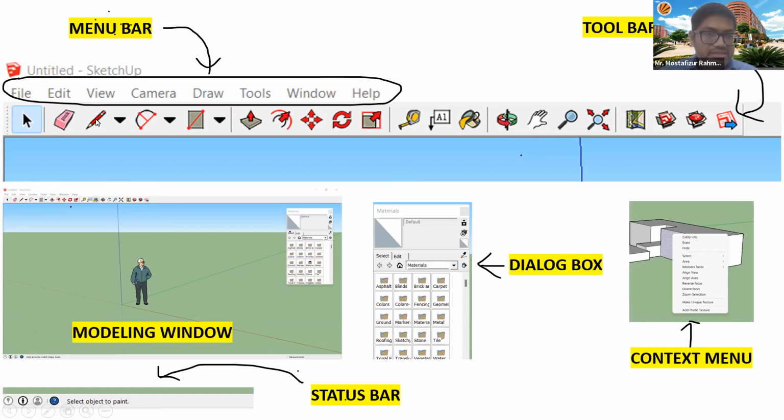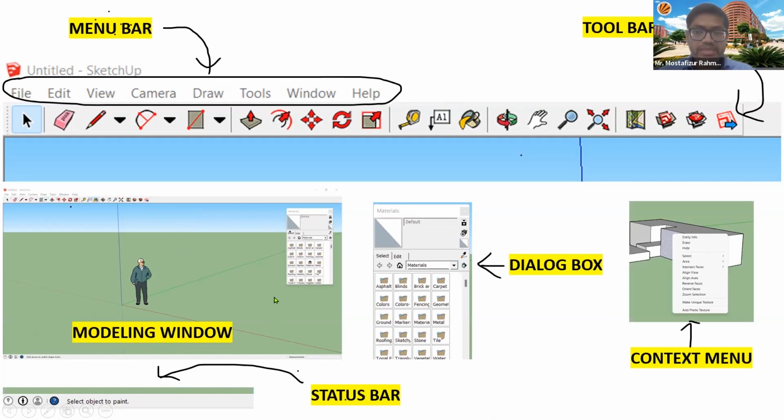This is eraser, this is pencil, this is arc, this is a rectangle or circle, whatever it is. This is push pull, this is move, this is rotate, this one is offset, this one is measure, and all these are called toolbars. And this is called the modeling window. The bigger portion is the modeling window, the actual window, which I have split to make it visible.